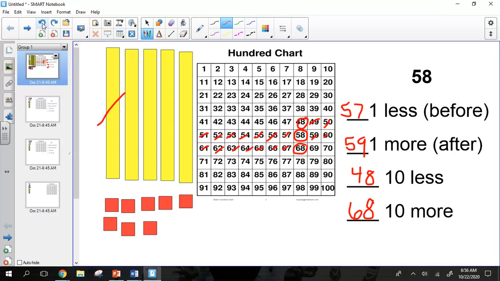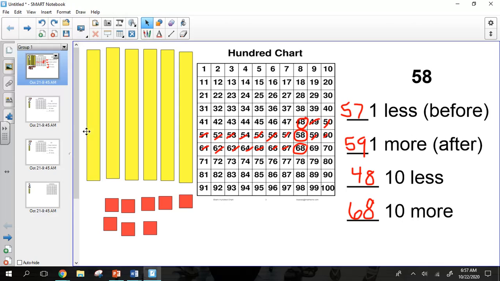All right, I'm going to erase that. Okay, I'm back at my number 58. Well, now I want 10 more. I want to add another 10. Well, if you're drawing, you can draw a 10 stick. I'm just going to drag another one over here. 10, 20, 30, 40, 50, 60, 8.